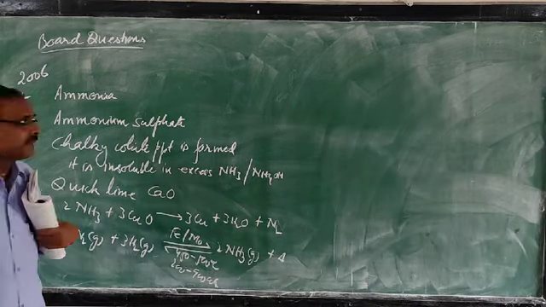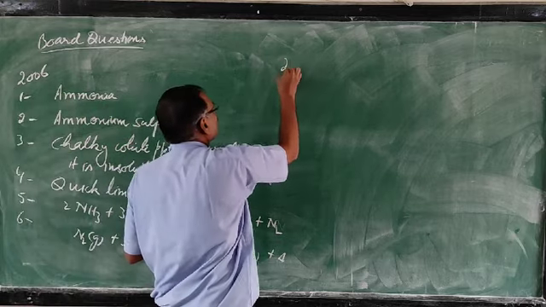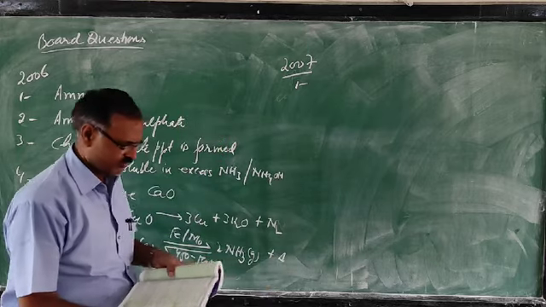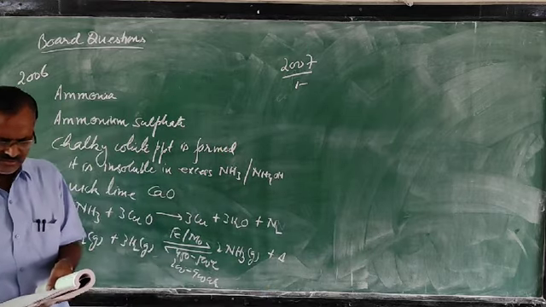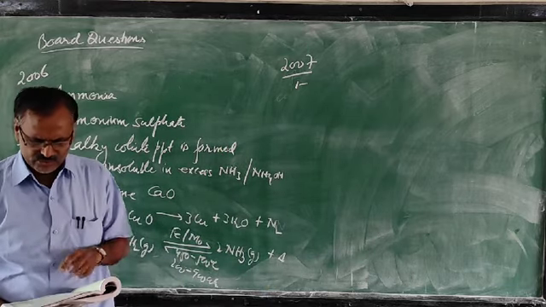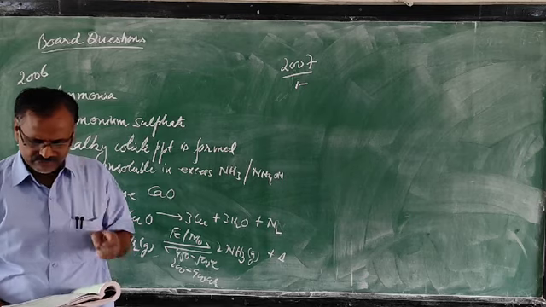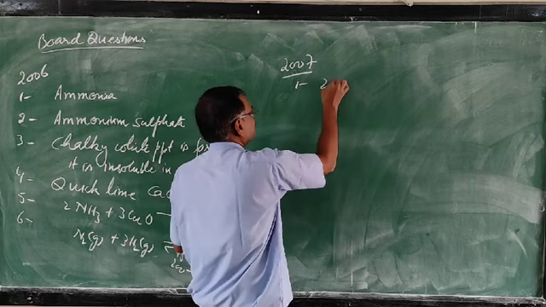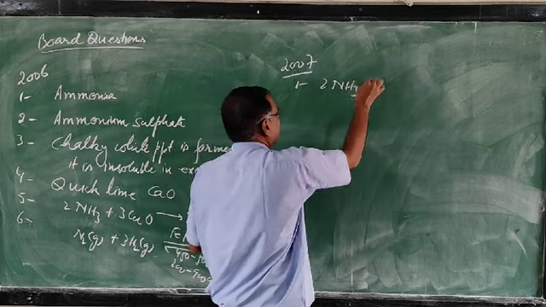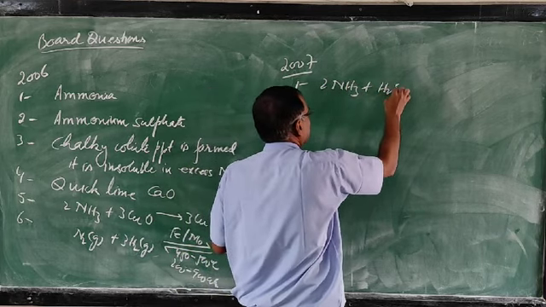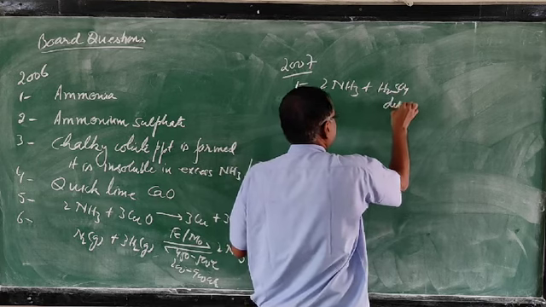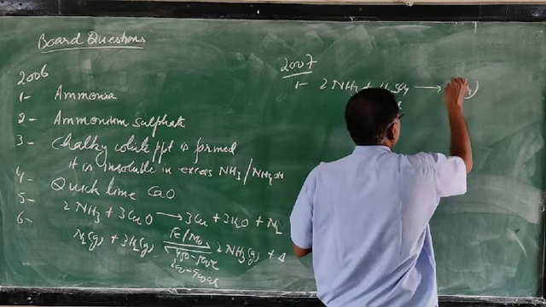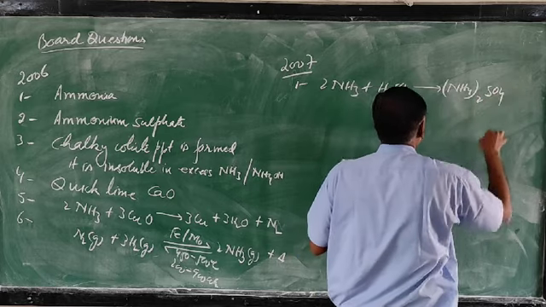2007, first one. Give an equation for the formation of ammonium sulfate from ammonia and dilute sulfuric acid. So two molecules of ammonia react with dilute sulfuric acid to form ammonium sulfate.